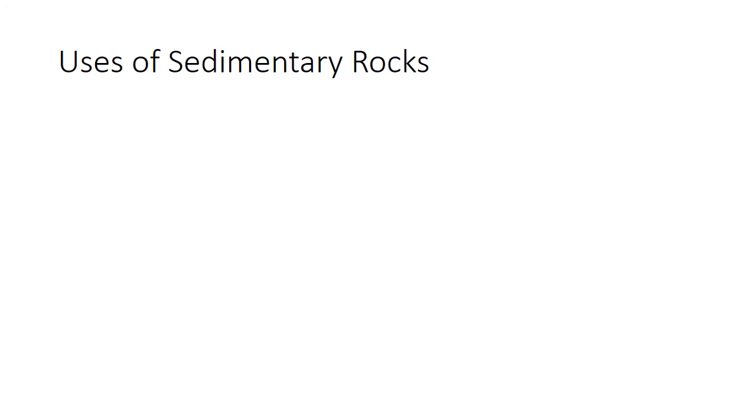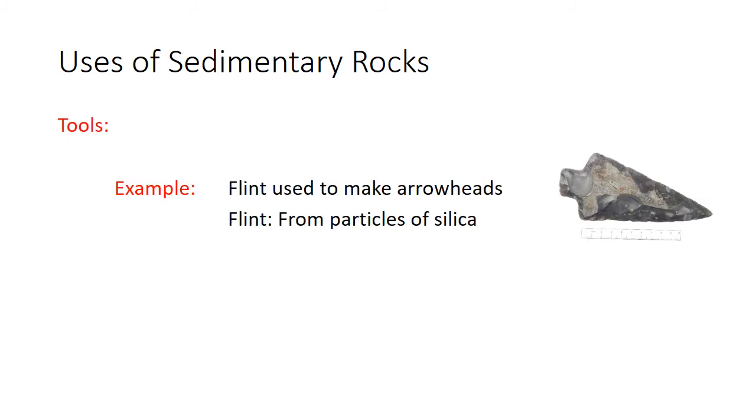Sedimentary rocks have been used by humans for a long time. The first main use of sedimentary rocks is for tools. An example of this is flint. Flint has been used to make arrowheads for thousands of years. It can be made quite sharp. Flint is made from particles of silica.